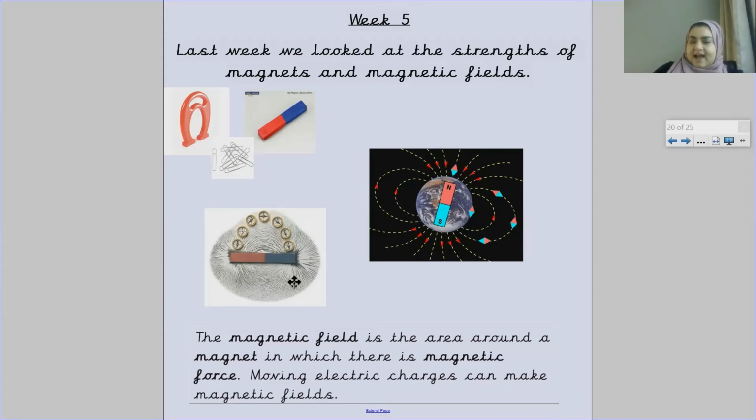We looked at how magnetic fields are around the magnet, and we discussed how iron filings show you the alignment of magnets. We also spoke about how the Earth is a massive magnet itself. What Earth does with its magnetism is it protects us from the sun. Now, the magnetic field is the area around a magnet in which there is a magnetic force. Moving electrical charges can make a magnetic field.